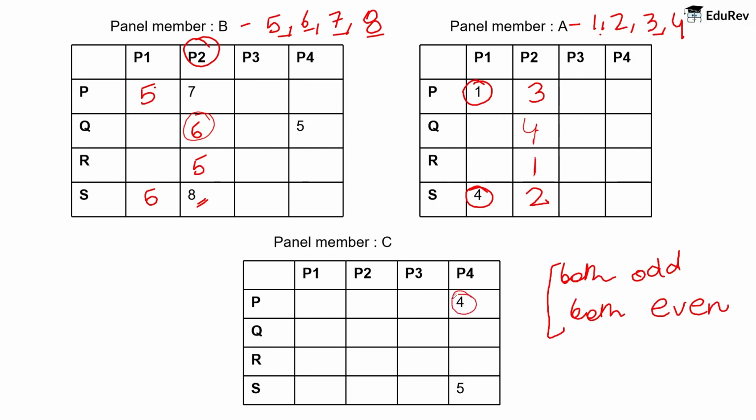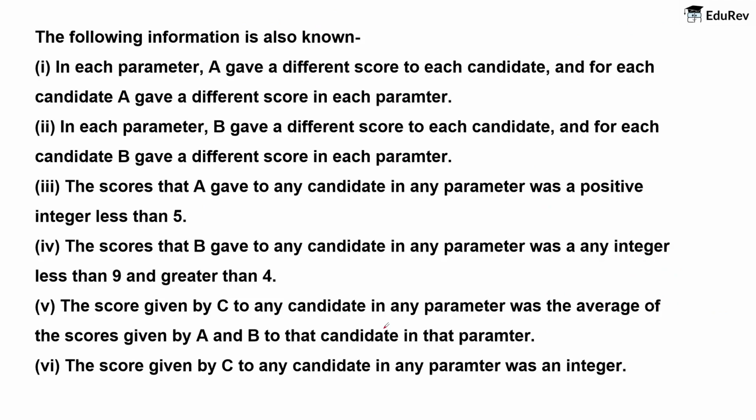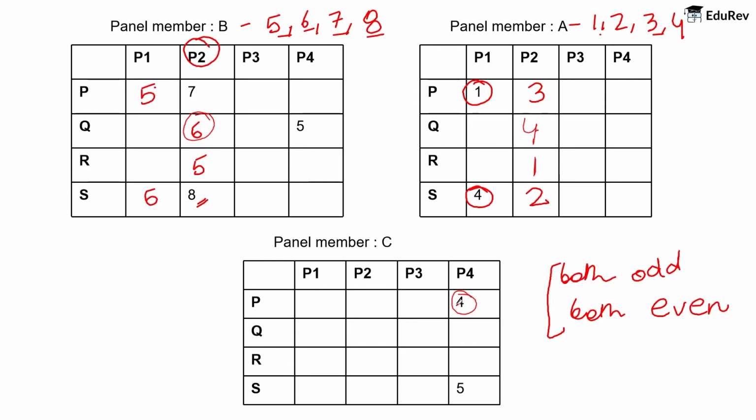Now, if you look at this table carefully, for panel member C, the average over here is 4. We know that the score given by C to any candidate was the average of the scores given by A and B to that candidate in that parameter. So if this is 4, it means that A plus B has to be 8. Now let's explore the possibilities. If I look at this particular cell, the possibility 5 and 7 is done. So it can be either 6 or 8.